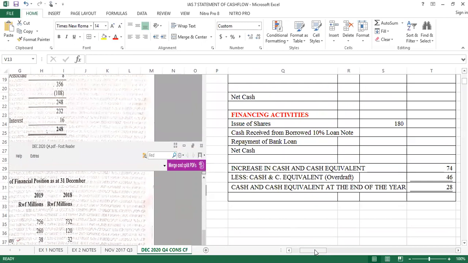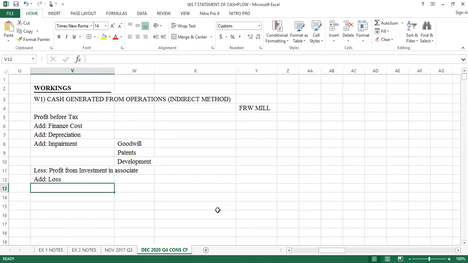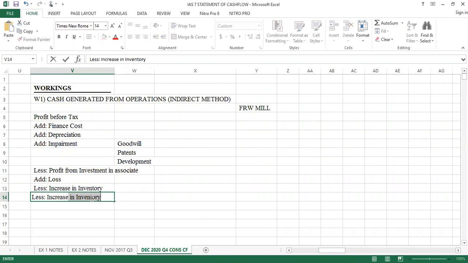So if everything is an increase, increase in inventory, you less. You know the rule now. Increase in what? Inventory, you less. Less again, increase in receivables. Okay. Increase in receivables, add. Payables is the opposite of receivables. Add what? Increase in payables.